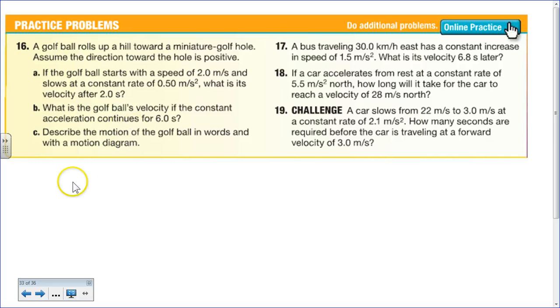So what would that look like? Okay, so let's take a look at a problem. It says a golf ball rolls up a hill of a miniature golf hole. Assume that the direction towards the hole is positive. If the golf ball starts at a speed of 2 meters per second, slows at a constant rate of 0.5 meters per second squared, what is the velocity after 2 seconds?